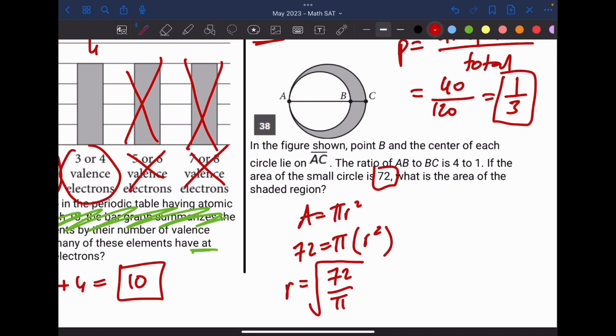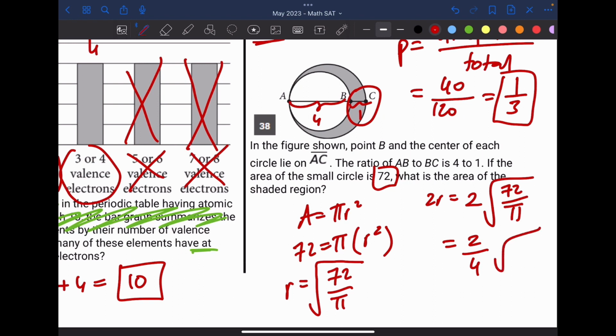But then, now we have to find the radius of the big circle. So what we can do is multiply it by 2 to get the diameter. So multiply this by 2, you would have the diameter of the small circle. That would be, so 2r is equal to 2 times the square root of 72 over pi. And then, if this is equal to 4, this is equal to 1. So let's divide it by 4 to get this part. So if you divide it by 4, you would get 2 over 4 times the square root of 72 over pi. And this is basically this small part over here.